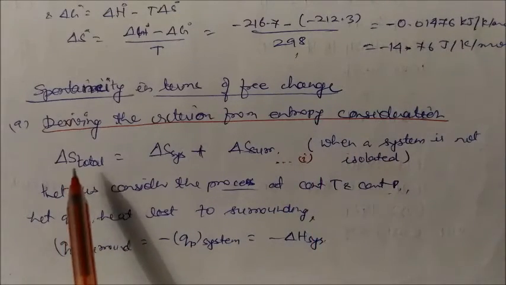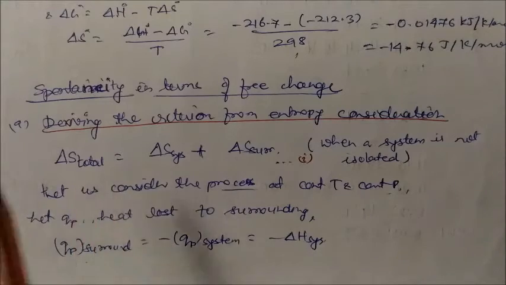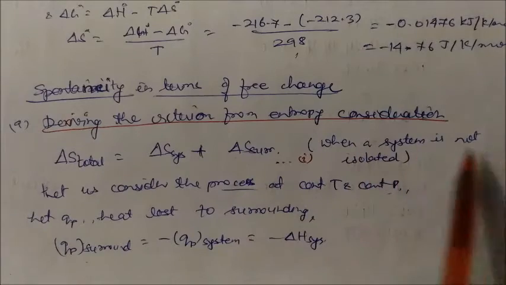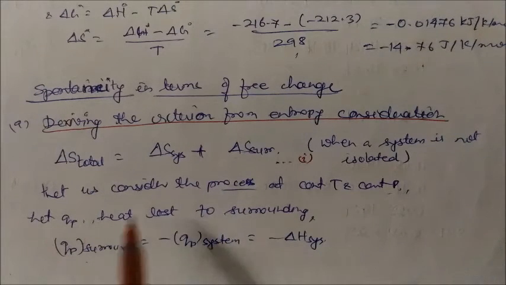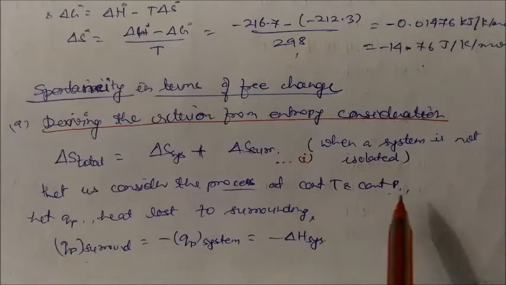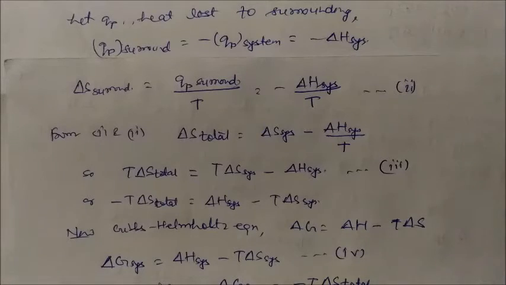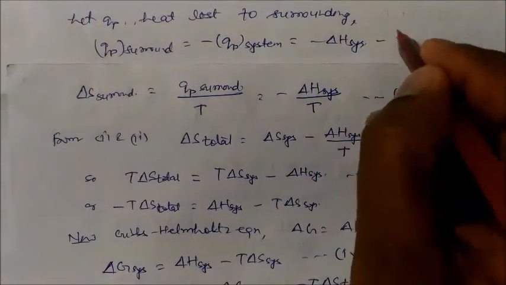So we know that the total change of entropy of the universe, or total entropy change, is nothing but the change of entropy of the system plus the change of entropy of the surroundings. When the system is not isolated, then this is the entropy change of a process. So let us consider the process at constant temperature and constant pressure, where QP is the heat lost to the surroundings. When heat is lost to the surroundings, QP of the surroundings is positive and QP of the system becomes negative. So when QP of the system is negative, we can write that the enthalpy of the system is also negative. This is equation 1, and this is equation 2.